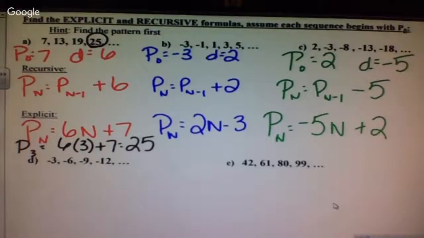Try D and E real fast, and we'll go over it. Try D and E. If you want me to come and look at it, I can, before we go over it, that's fine. But try it on your own.